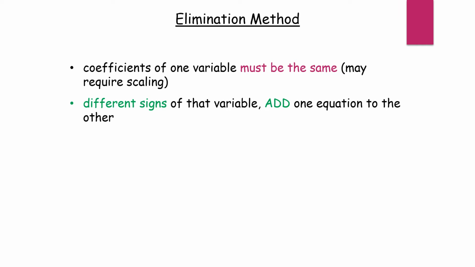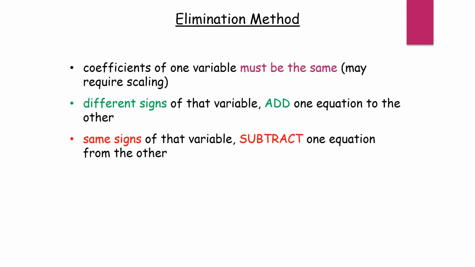If the signs of that variable are different, in other words, one of the variables is positive and the other one is negative, then we add one equation to the other to eliminate that variable so that we can solve for the other.